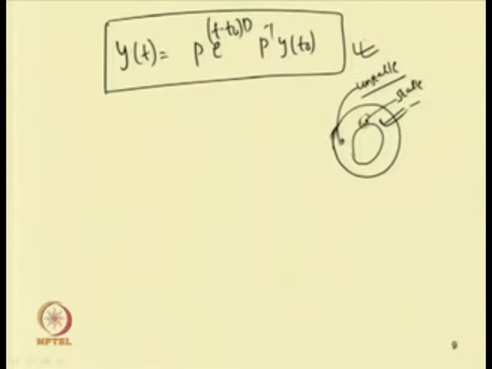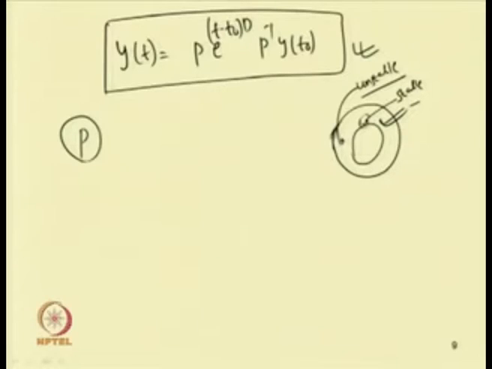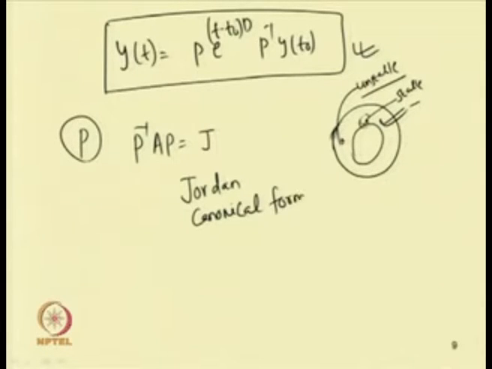So, we have stable and unstable solutions, and in this case we have seen this when we have taken distinct eigenvalues. Instead of distinct eigenvalues, if some of the eigenvalues are not distinct, then we can find a matrix P such that P inverse A P will be equal to J, which is known as the Jordan canonical form. So, we can write the system using this Jordan canonical form.